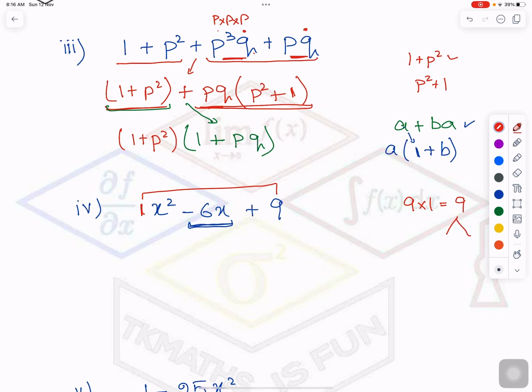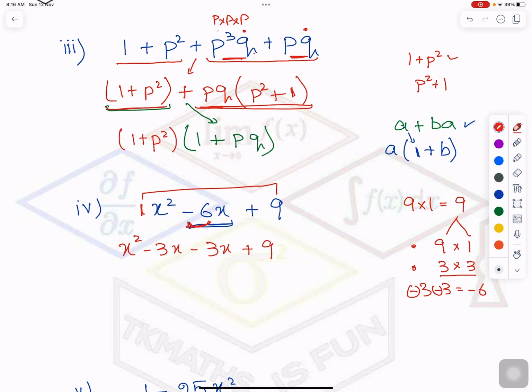Now what are the factors of 9? 9 times 1, 3 times 3, nothing else, which can give you out of these 2 pairs minus 6. Minus 3 and minus 3 can give me minus 6. These signs you decide for the pair, which can give you this number present here. So instead of minus 6, I will write here minus 3x minus 3x.